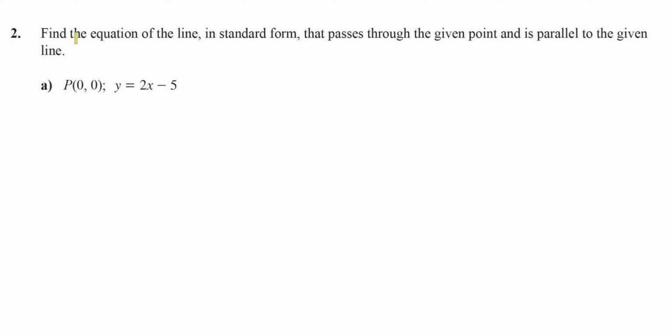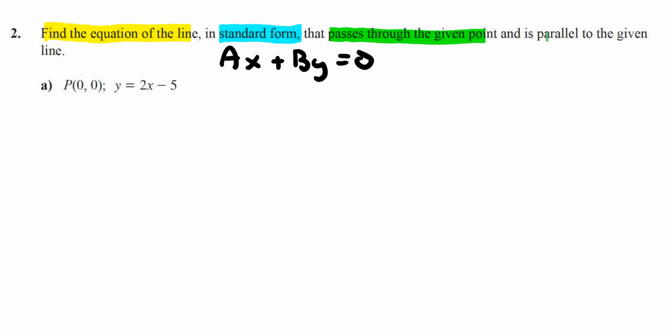All right, so for question number 2, I need to find the equation of a line in standard form. Now remember, standard form is in this form, ax plus by equals 0. And it must pass through the given point and is parallel to the given line. Okay, so it must pass through this point and is parallel to this given line. Okay, let's take a look at this particular question here. Now, if I want to be parallel to this given line, then find the slope here, right? The slope here is going to be 2, right?